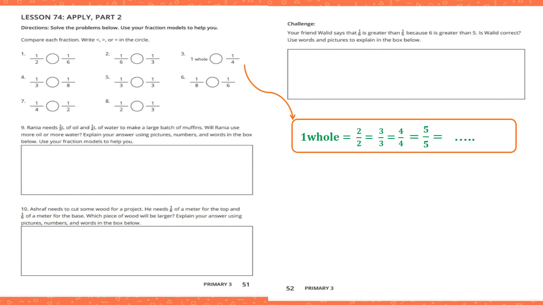Now let's move to the apply part of comparing fractions. Compare each fraction and write smaller than, greater than, or equals to. The first question here, half and sixth. We have here the numerators are the same. So the big denominator is the smaller one and the smaller denominator is the bigger one. Yes, it's a crazy fraction. When we have the small number down in the denominator and the bigger number here, the smaller is bigger.